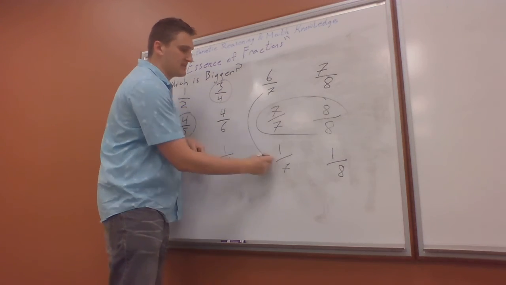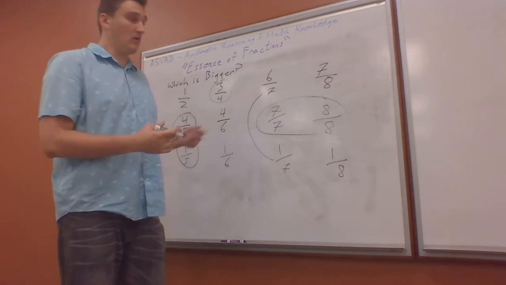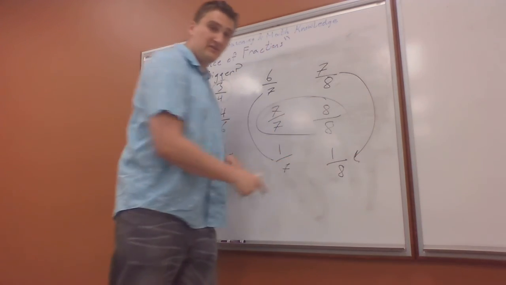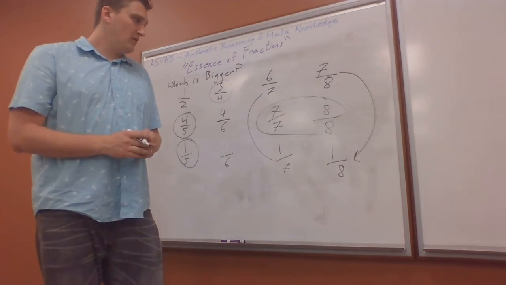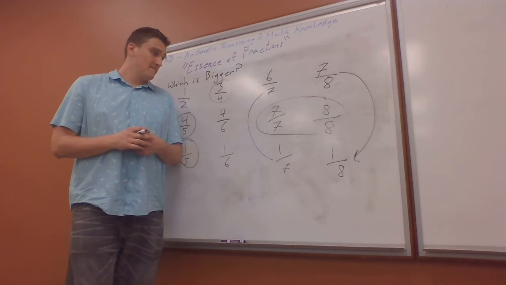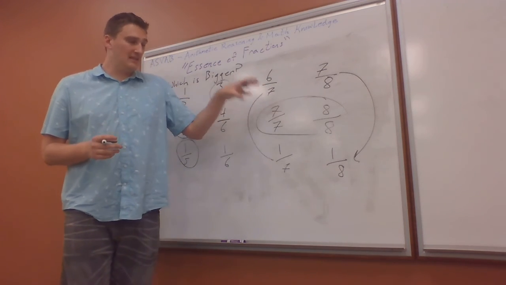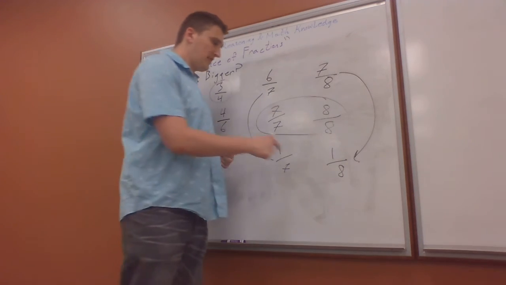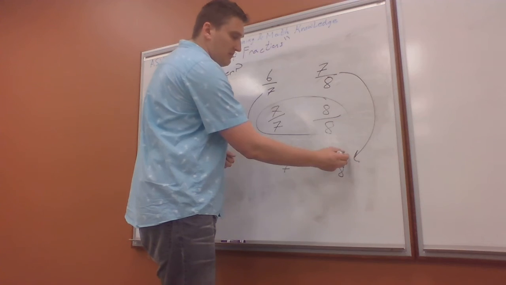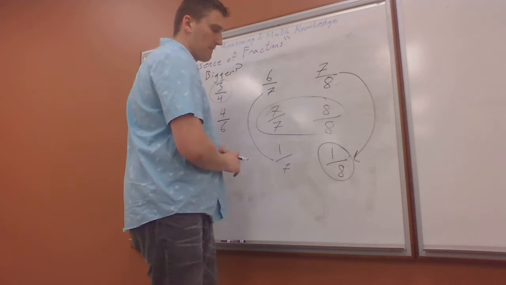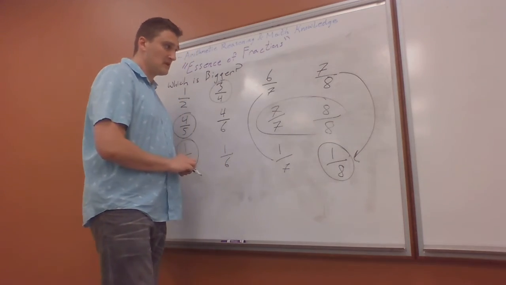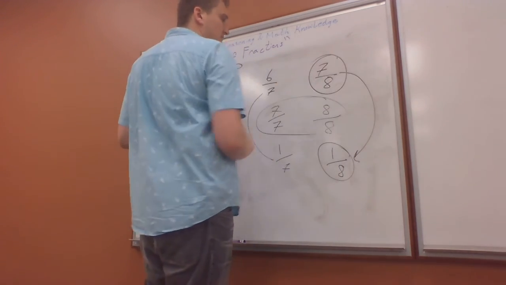So what is this missing? 6/7 is missing a 7th to be a whole. 7/8 is missing an 1/8 to be a whole. Which is missing less? Which whole is missing less? Well, that means which one of these is the least value here? It's gonna be this one here, because an 1/8 is smaller than a 7th. So I would go with 7/8.